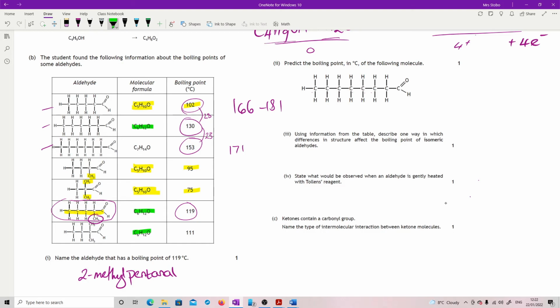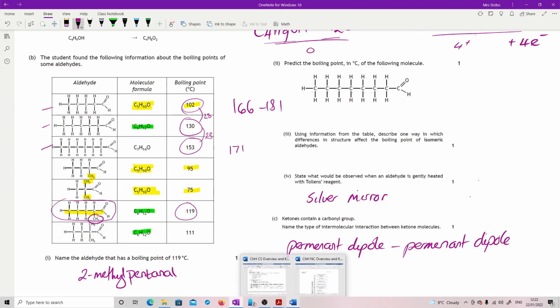State what would be observed when an aldehyde is gently heated with Tollens'. This is on your list of things that you need to know for oxidising agents. So this is the silver mirror. Ketones contain a carbonyl group. Name the type of intermolecular interaction between ketone molecules. So this is permanent dipole to permanent dipole. Not strong enough for a hydrogen bond, and also it doesn't contain a hydrogen bonded to oxygen, so it's not going to be strong enough for hydrogen bonding. But it does have a dipole. So that's that, and that's that question.